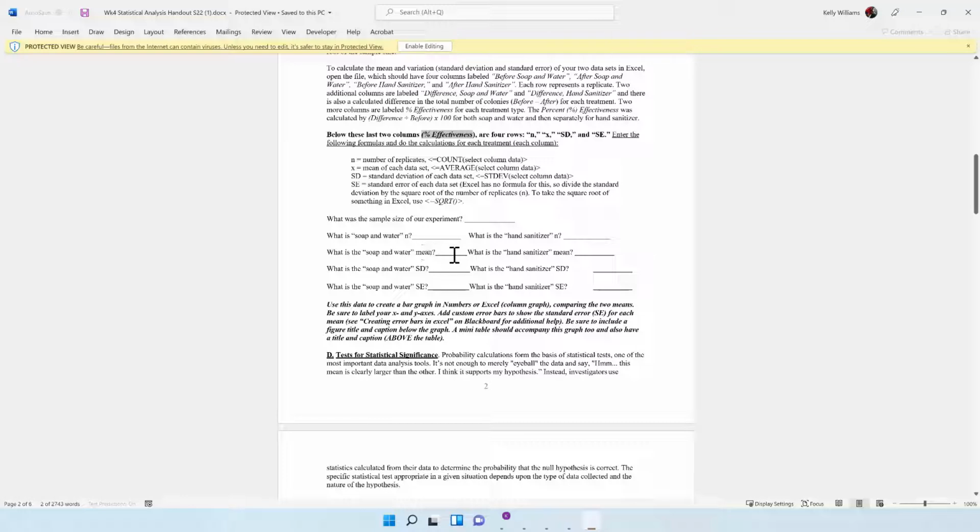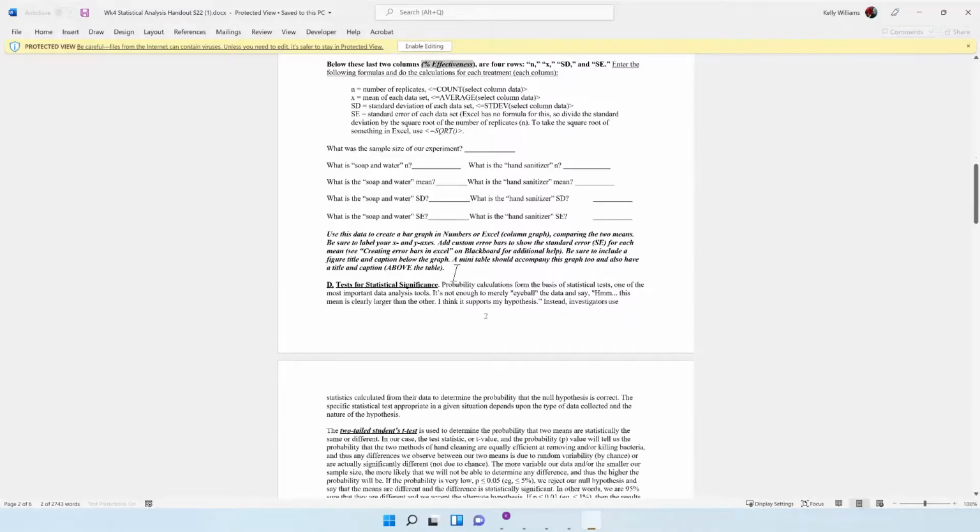So these are asking you based on the percent effectiveness. Okay, so you're not just writing out the difference or either of those before or after means, you're using percent effectiveness. Keep that in mind. You're then going to use this data to create a bar graph in Excel and compare the two means. So make sure you label your X and Y axes, make sure that everything is very clear.